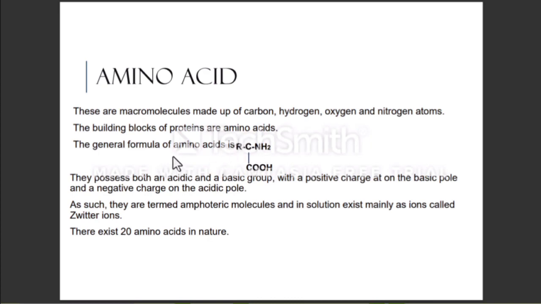It is very important for you to note that amino acids possess both an acidic and a basic group. So what is the acidic group? The acidic group is the carboxylic acid functional group. The basic group is the amino group. This basic group will find itself in solution having a positive charge. This acidic group will find itself having a negative charge. So in normal circumstances in solution, we always observe these amino acids with these two charges that neutralize themselves, a positive charge and a negative charge, which we call a zwitterion. So amino acids exist in solution as zwitterions, and we have mainly 20 amino acids in nature.